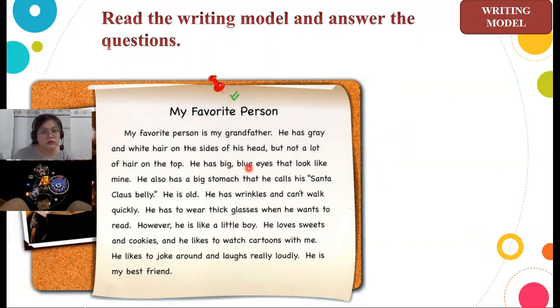He also has a big stomach. He calls it his Santa Claus belly. Okay, do you have that one? Santa Claus belly? Yeah. You also have a Santa Claus belly. Is he young or old? He is old. Okay. So what are the other descriptions for the grandfather? He has wrinkles and can walk quickly.